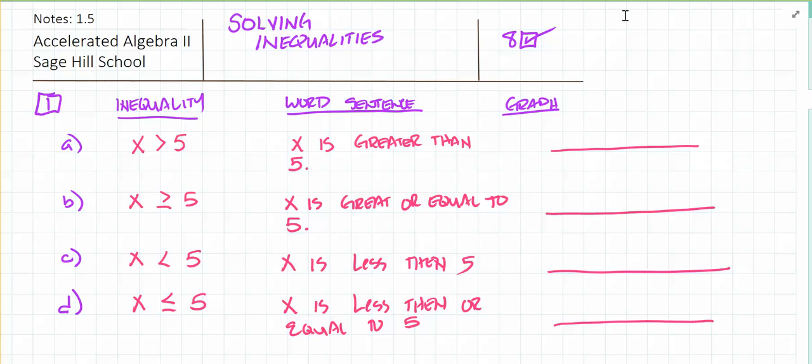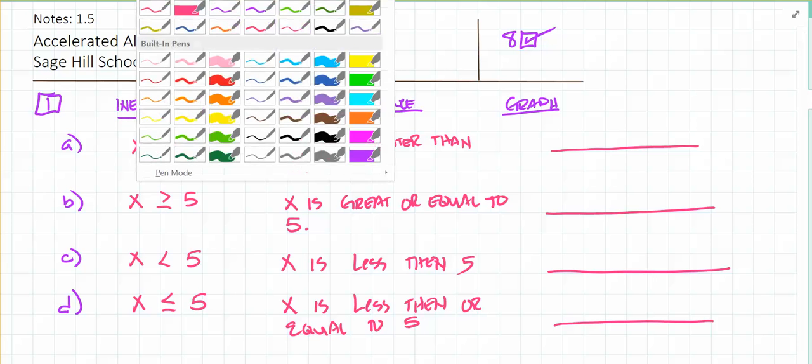Okay, so section 1.5 is all about solving inequalities. The first box here, I'm pretty sure you're all familiar with inequalities. So I'm going to give you the inequality, the word, and then the graph. Okay, the most interesting part is probably the graph.